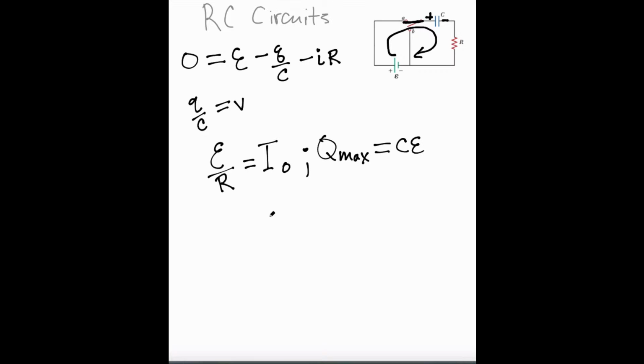So we can take this expression up here: 0 equals E minus q over C minus I times R. Notice we use lowercase I here because it's also less than, so lowercase q is less than Q max, and lowercase i is less than I sub 0. And they're both going to be functions of time. We can actually take the I and turn that into a function relating charge and time directly as well. Let's do that. Let's move the IR to the left-hand side, so that IR equals E minus q at some time t over C.